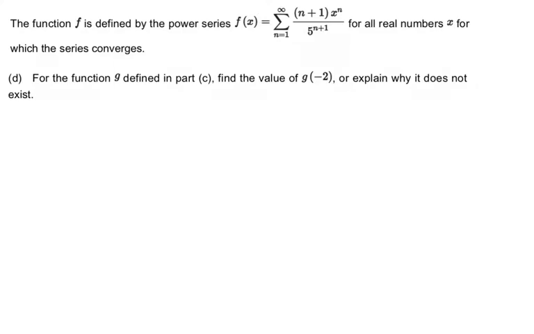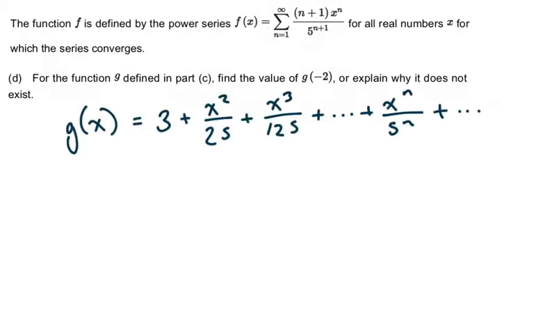Alright, D was just a little one-pointer. It's mostly like, here's a weird hard question, see if you can do it or not. So what it asks for here is using your function g in part C. Using that, find g of -2 or explain why it doesn't exist. So there's a couple different ways to do it. I think that the easiest way is to recognize that this is 3 plus a series.